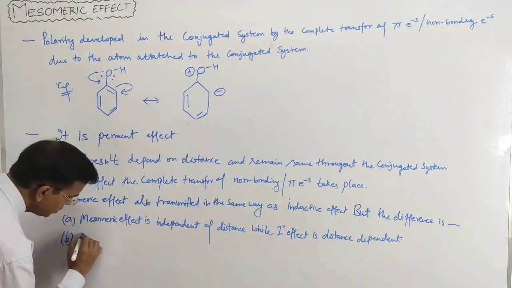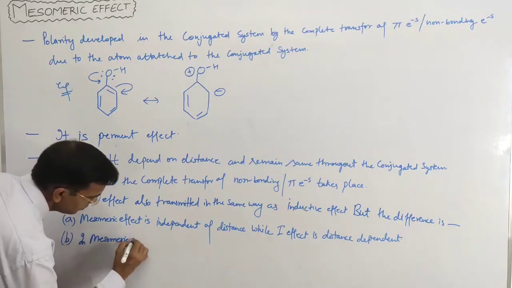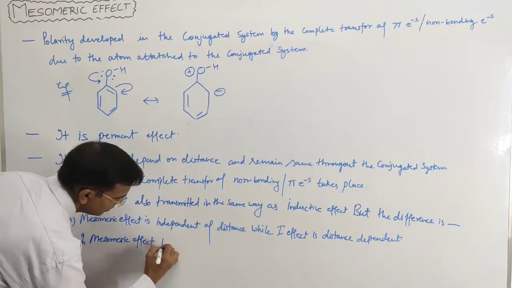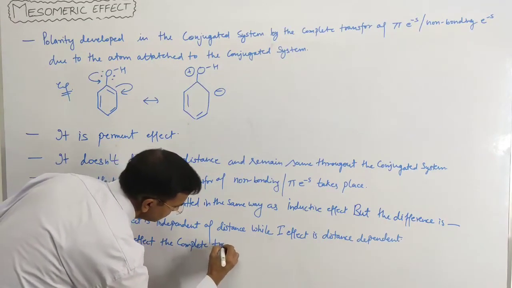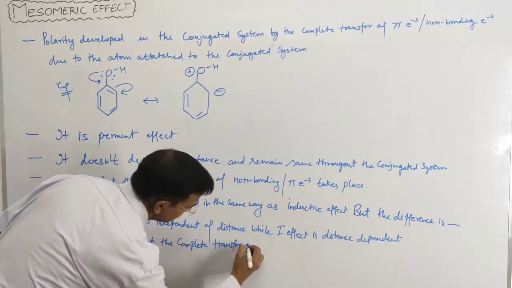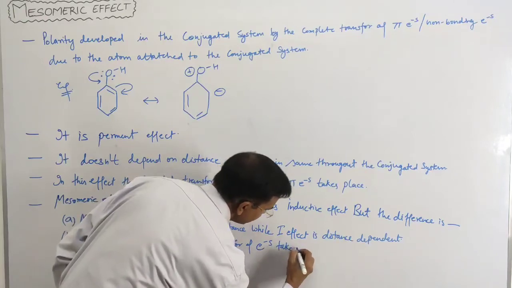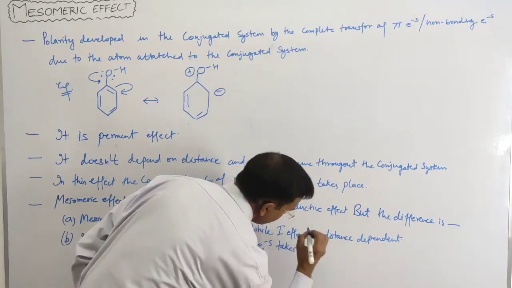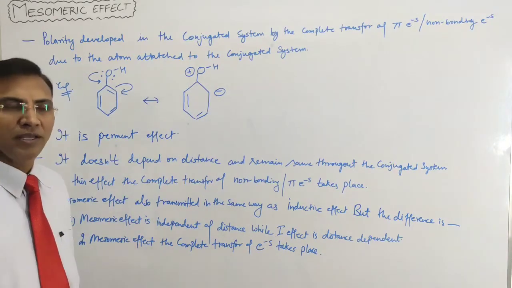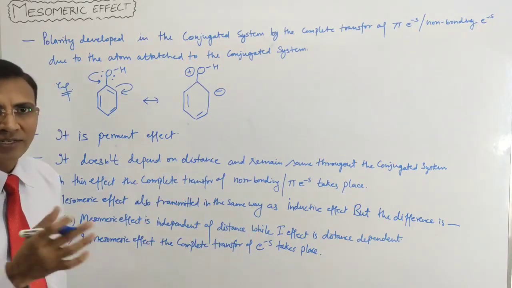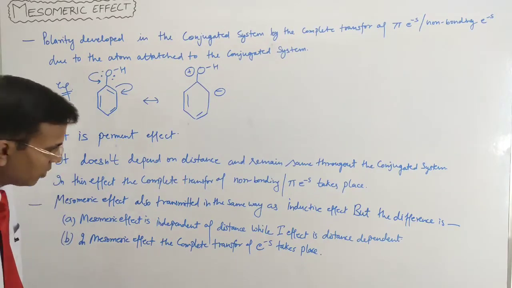Right? Now next, in mesomeric effect, the complete transfer of electrons takes place, right? While in case of inductive effect, only shared pair of electron are attracted, right? Not complete transfer of inductive effect takes place, right?